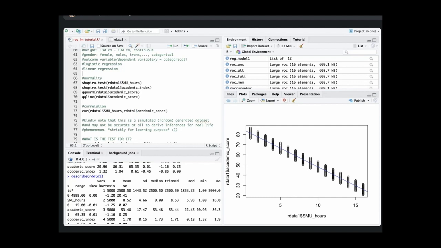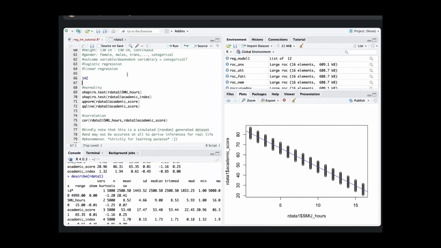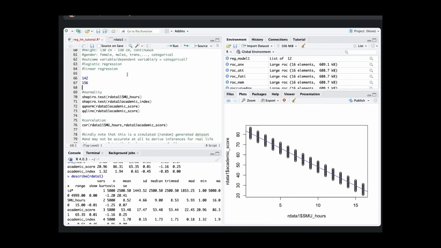So for example, let's take the concept of height. Let's say in my data set, I have measured the height of 10 people. Then you get a range where it can go from 140 to 165.